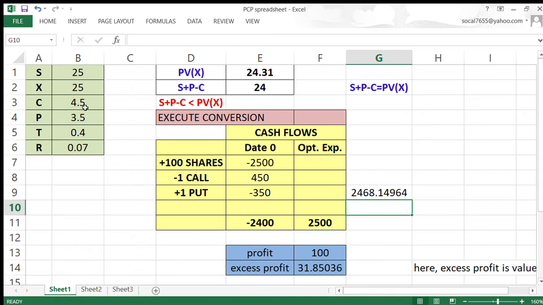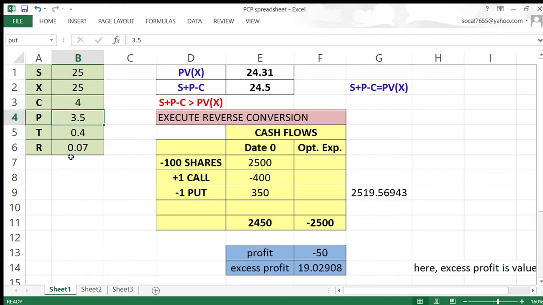Let's just assume that the call value, instead of being $4.50, was $4 per share, or $400 for the contract. Here's the equilibrium condition: S plus P minus C equals the present value of the strike price, and we check to see if that's the case. Well, S plus P minus C equals 24.50, and the present value of the strike price hasn't changed, still 24.31. Now we see that S plus P minus C is greater than the present value of the strike price.